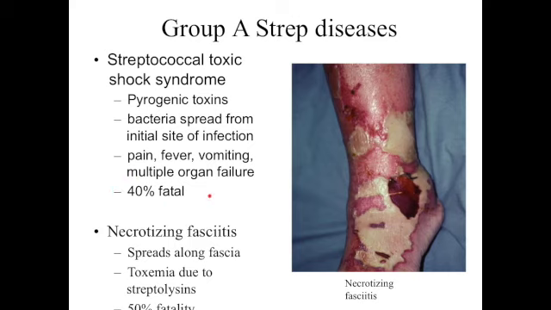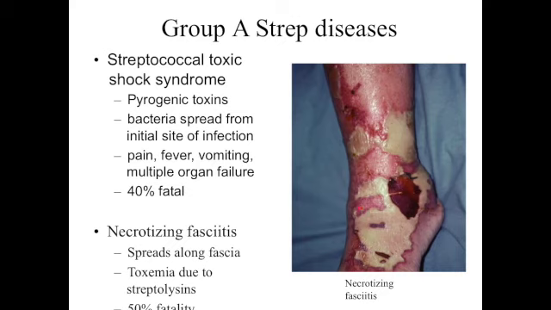The final group A strep disease, and the grossest, is called necrotizing fasciitis. That's what we're seeing in our picture over here. In this case, Streptococcus group A strep gets into the body by usually a very small cut, and the bacteria spreads along the fascia. So it spreads through our person's tissues right along the fascia. As it reproduces and spreads, it's producing streptolysins, which kill off the cells and destroy the tissue.